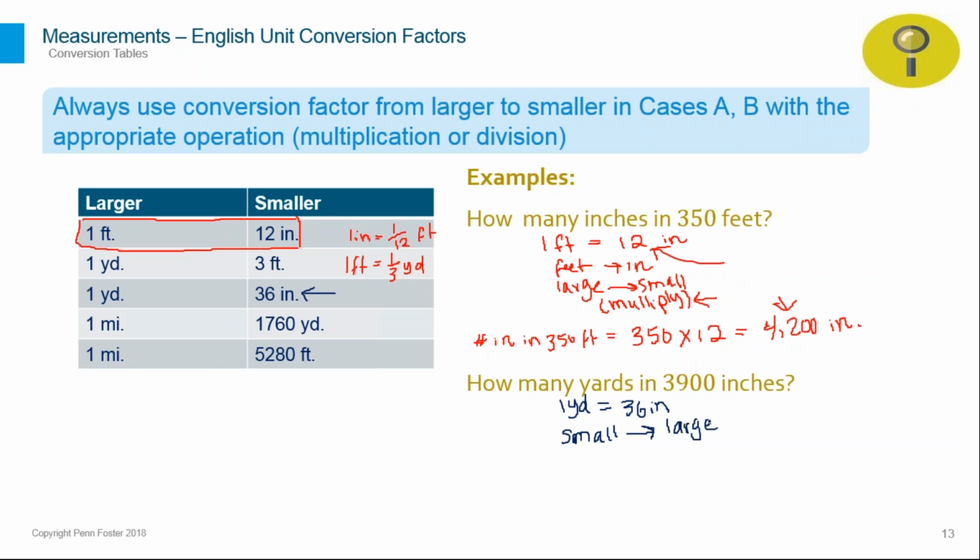And according to our rule, when you change from small to large, you divide, of course, over the conversion factor. So the number of yards in 3,900 inches equals 3,900 divided by 36, which equals 108.33 yards. That's it. Any question?